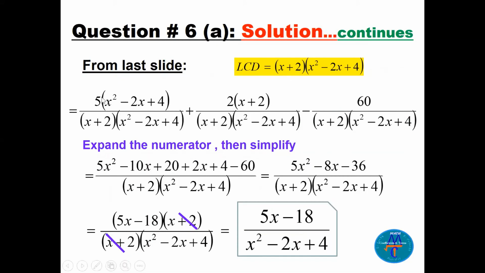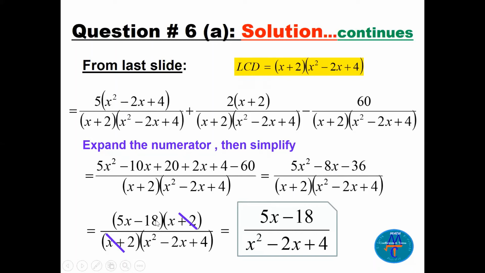So I multiply 5 times this, 2 times that. Remember, there's a plus, there's a minus here. And now we have the same LCD, so I write the LCD 1 time. And then I expand here: 5x squared minus 10x plus 20, plus 2x plus 4, minus 60. The squared, I leave 5x squared. I have minus 8x. And then 20 minus 60 plus 4 is minus 36.